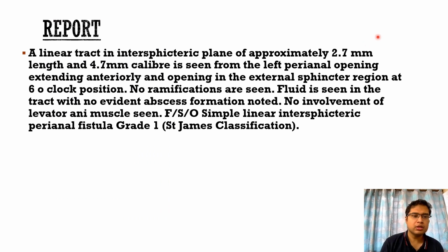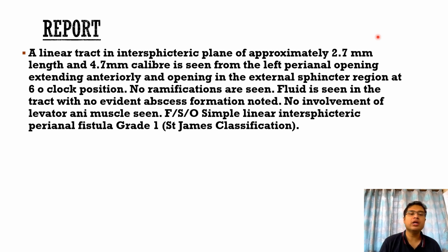This is the report that I had given: there was a linear tract in the intersphincteric plane of approximately 2.7 mm length and 4.7 mm in caliber, which was seen from the left perianal opening extending anteriorly and opening into the external sphincter region at 6 o'clock position. There was no ramification or branching of the tract that was seen. Fluid is seen in the tract with no evident abscess formation.